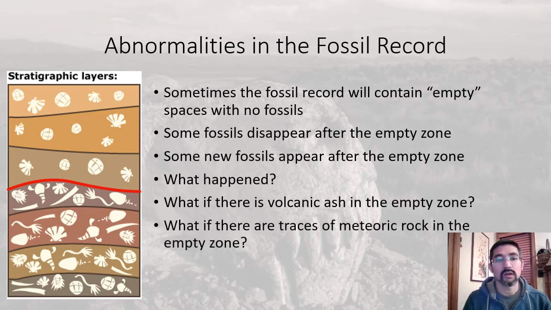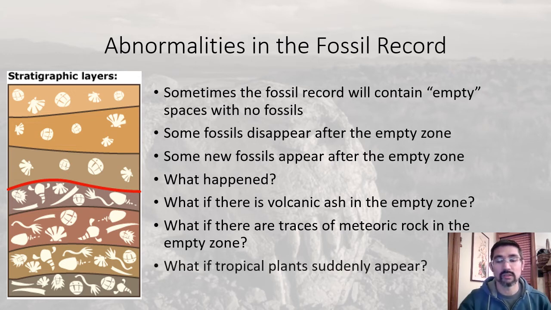And so if we looked at this red line and we found traces of meteors in that red line, then what do you think that would indicate? Probably that a meteor caused a mass extinction. If we looked at that red line and we found volcanic ash in that area, we could assume that, oh, maybe volcanoes caused a mass extinction. If tropical plants suddenly appeared, we could guess that, oh, perhaps climate change. The world got warmer and climate change was a part of a mass extinction.